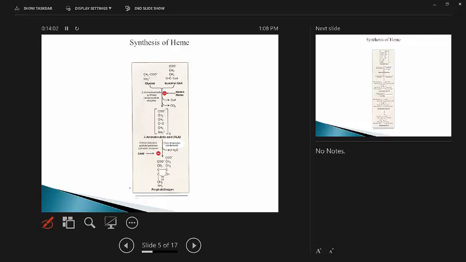This is the one that works on glycine and succinyl-CoA. This is going to make the building block. What would be a good source of succinyl-CoA? Isoleucine, that's one amino acid. What else? Valine. Methionine. We're missing one of that group. Threonine. Where else can succinyl-CoA come from? Odd chain fatty acids.